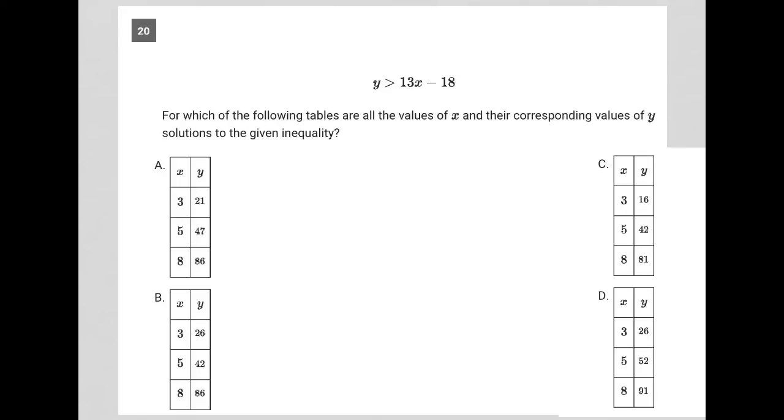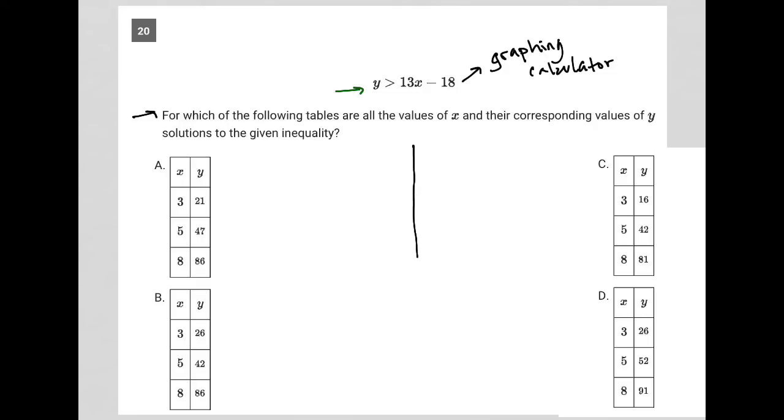So this question starts off by providing us with this inequality here. I'm actually becoming a huge fan of just simply graphing these on our graphing calculator immediately and then using that visual to help answer the question. So the question goes on to say, for which of the following tables are all the values of x and their corresponding values of y solutions to the given inequality?